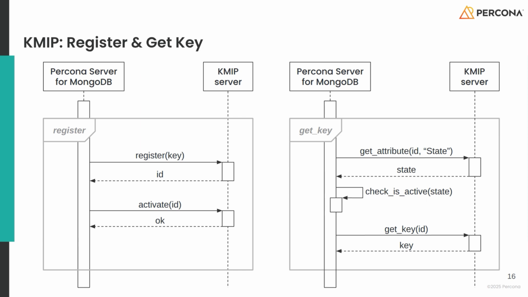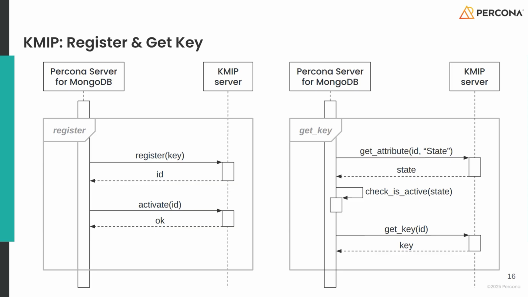Next, when Percona Server for MongoDB restarts, it requests the state from the server before actually requesting the key itself. And Percona Server for MongoDB verifies that our encryption key is in active state and hasn't been transitioned or deactivated or compromised or something like that. If that is not the case, Percona Server for MongoDB refuses to start and writes a detailed error message to the log.